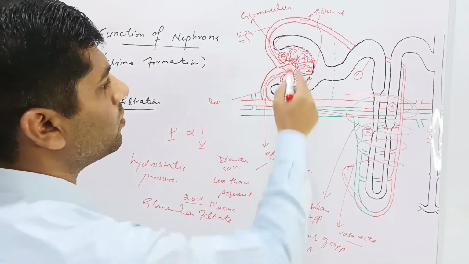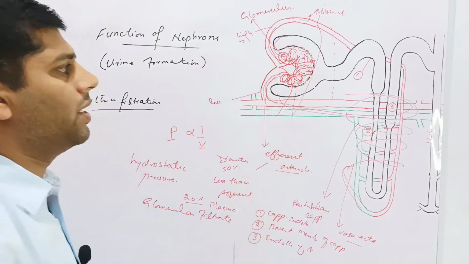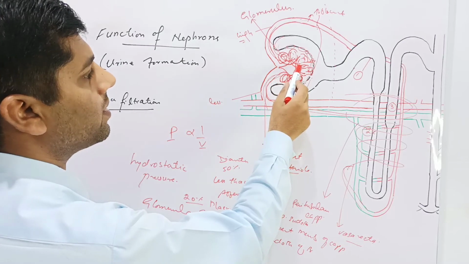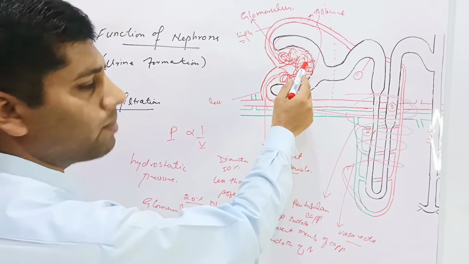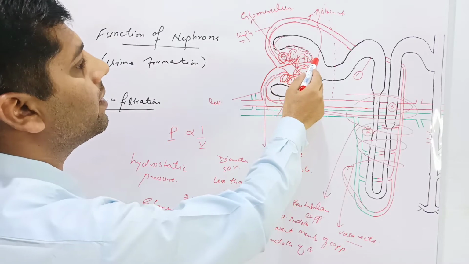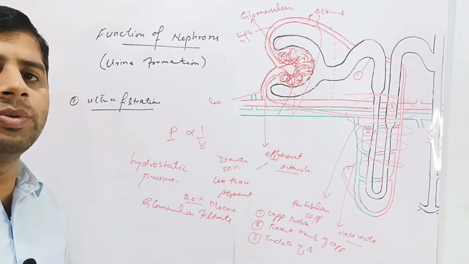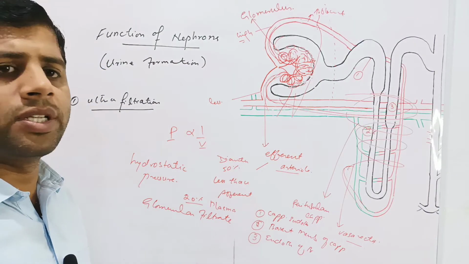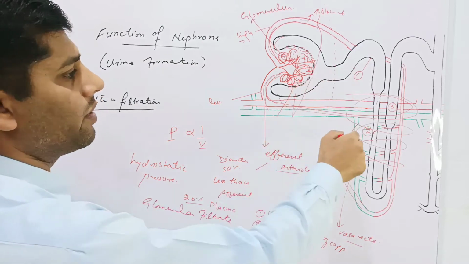So the Bowman's capsule is also made up of endothelium, and the glomerular filtrate has to cross these three layers: the capillary endothelium, the basement membrane of the capillaries, and then the endothelium of Bowman's capsule. This glomerular filtrate is then passed through the tubular section of the nephron.